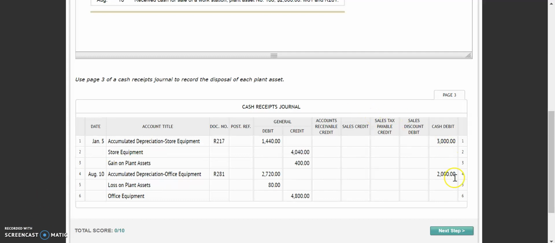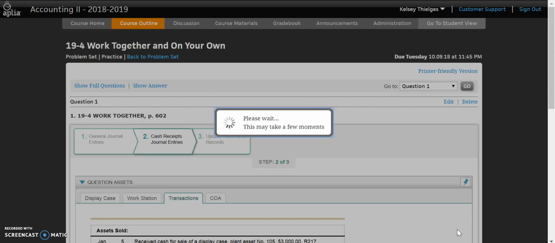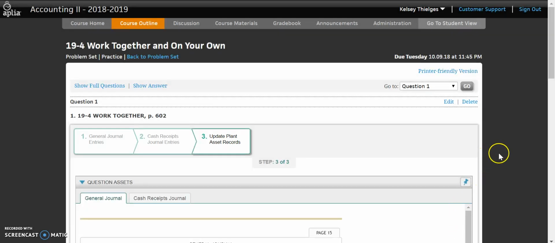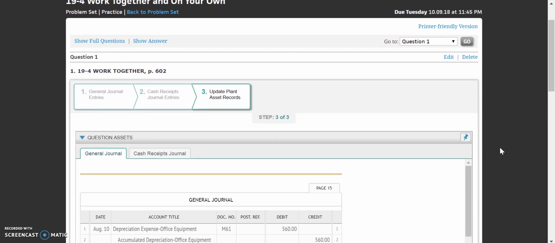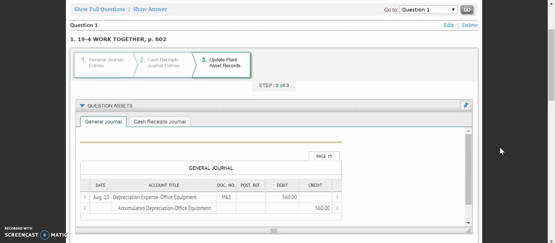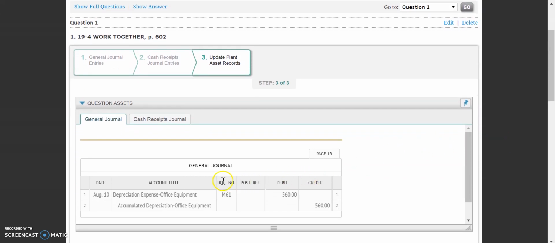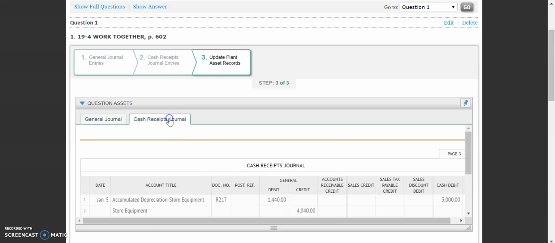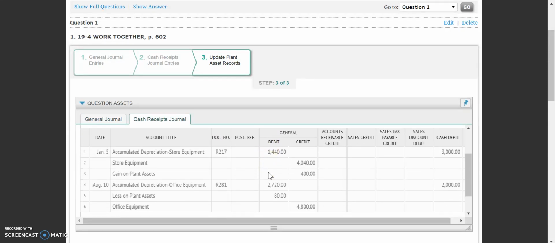Okay, so then go ahead and click on your next step or your grade step for you guys. And we're going to head over to our last section, step 3, to update our plant assets. So here, and see, it's so funny, here they give you the general journal transaction, but didn't on the last one. Silly Applia. And then they also give you your cash receipts journal for this one.